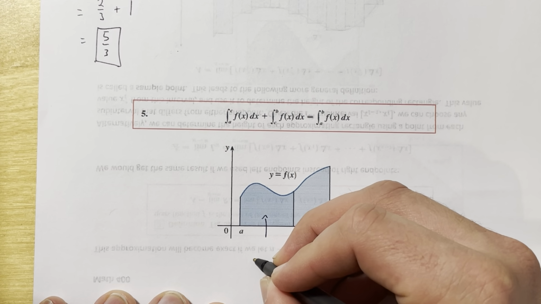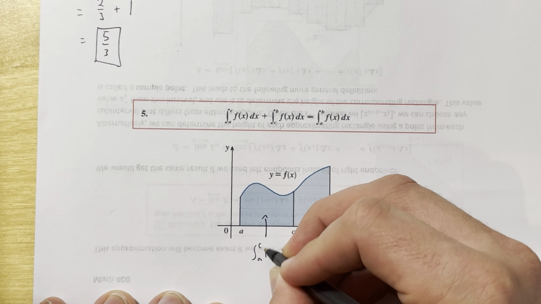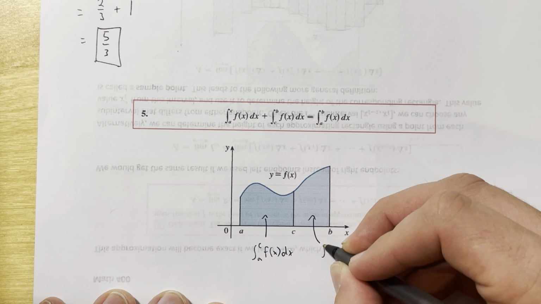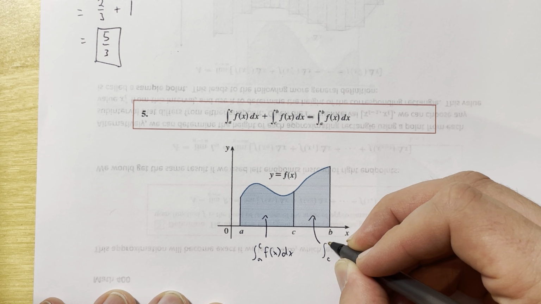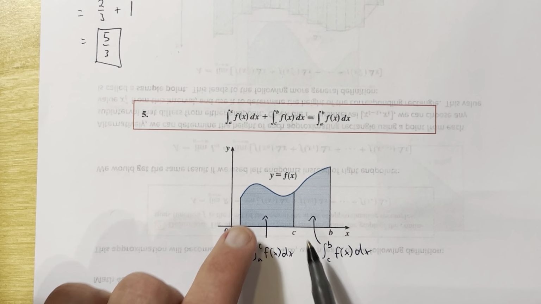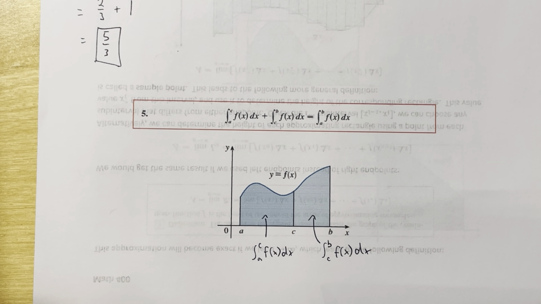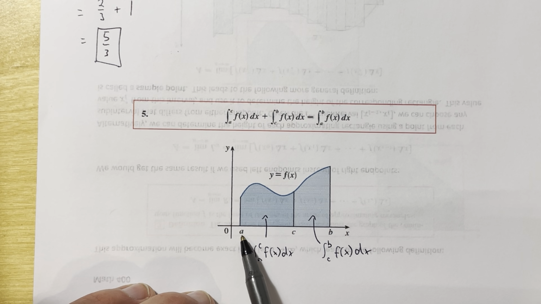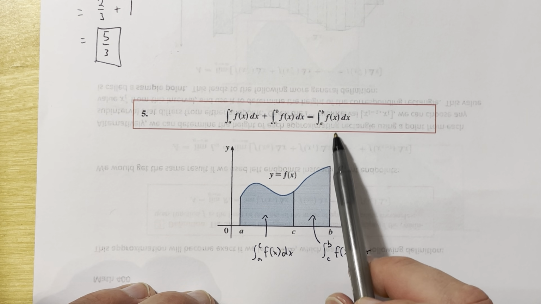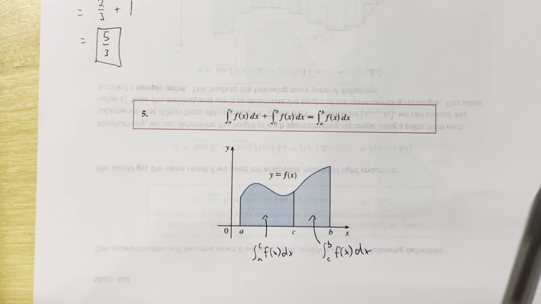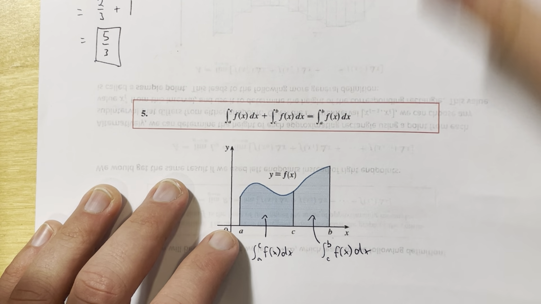This region right here, its area is the integral from a to c of f of x dx. This region right here, its area is the integral from c to b of f of x dx. And the sum of these two areas together makes the area of this entire region, which is the integral from a to b of f of x dx. That's what this is saying. So you can think of each of these integrals as two pieces of the overall area, which we're adding up to get the overall area. Okay?